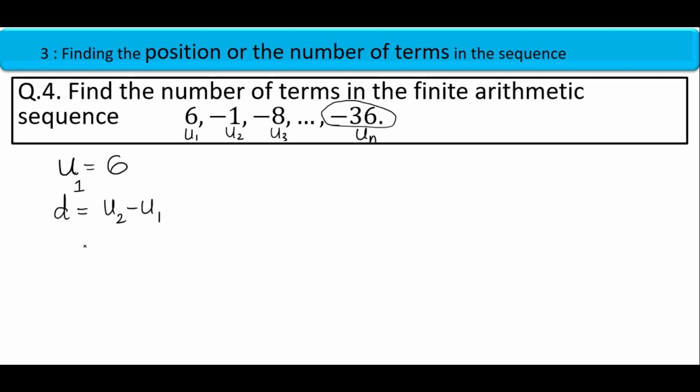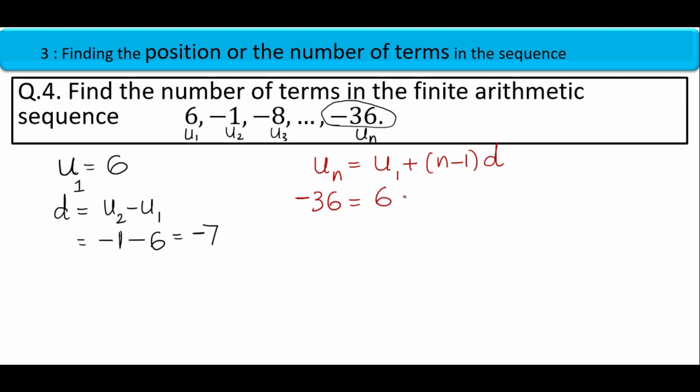and d is equal to U2 minus U1, which is negative 1 minus 6, giving me a negative 7. Going back to the equation, Un is equal to U1 plus (n minus 1)d. I take Un here, the value for Un is negative 36. My first term is 6 plus, I'm not sure of what is n. So I'm going to find what is n. So it's going to be (n minus 1) times d.